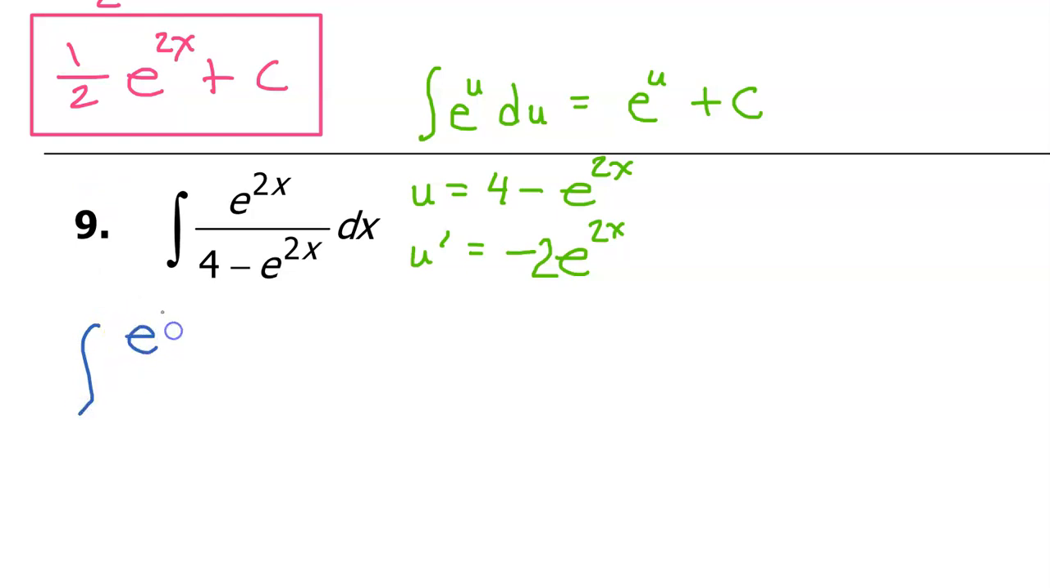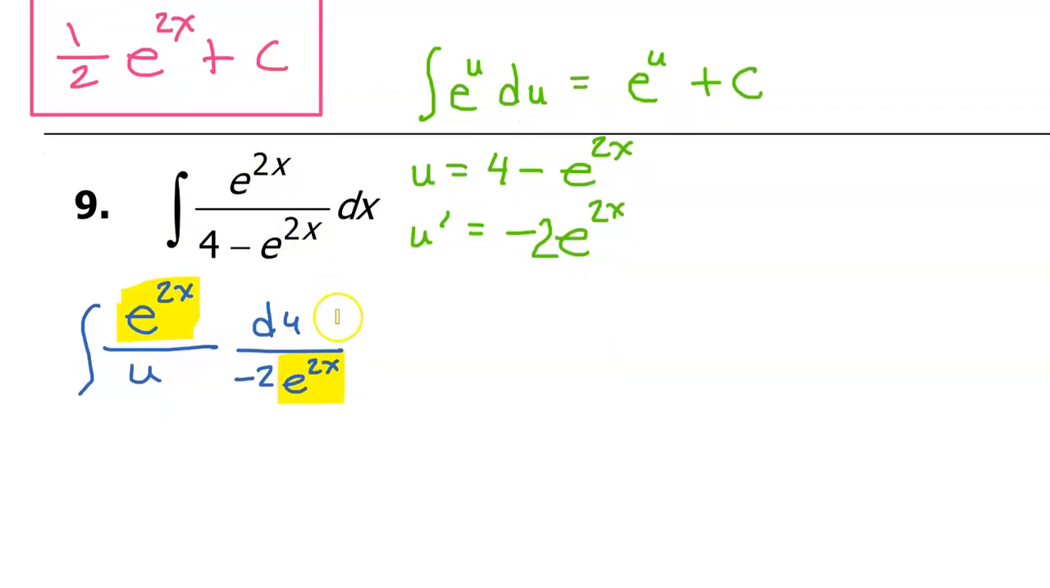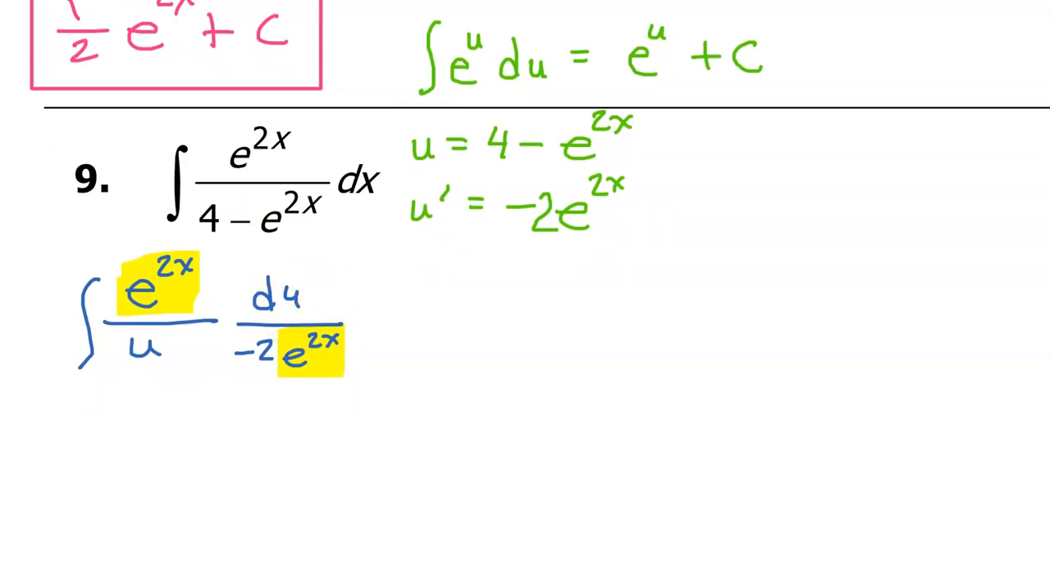So we have e to the 2x over u. Instead of writing dx, we will write du divided by u prime, which is negative 2 e to the 2x power. We notice that we have e to the 2x power in the numerator and the denominator. So these will cancel each other out. On the next step, we will have negative 1/2 in the front because of the negative 2 in the denominator. So let's write negative 1/2 and then the integral of 1 over u du.